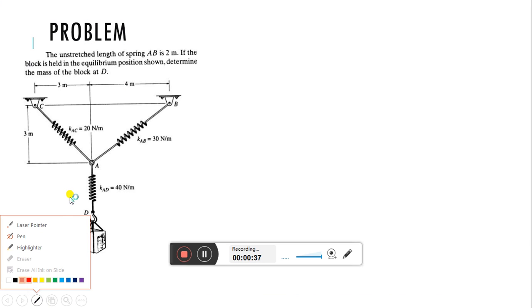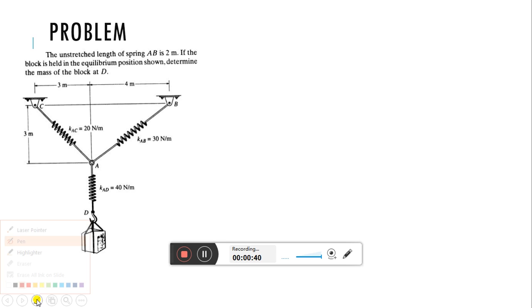So, in this problem, what is the problem statement? The unstretched length of spring AB is 2 meter. If the block is held in the equilibrium position shown, determine the mass of the block D. So you can see a spring system is there. Okay, three springs are there. One is AC, another is AB, and the third one is AD.